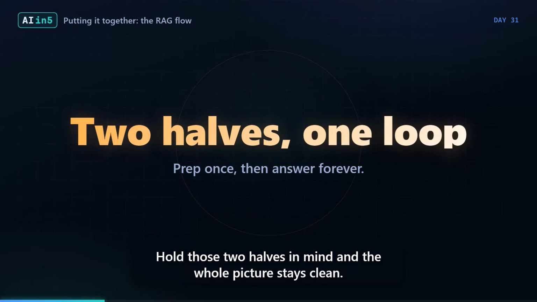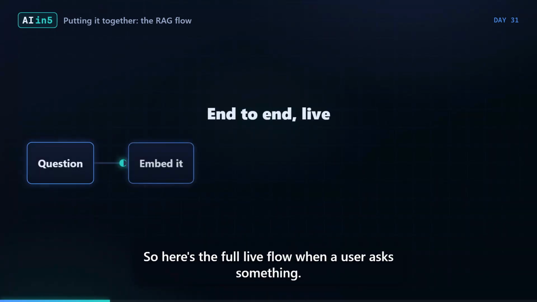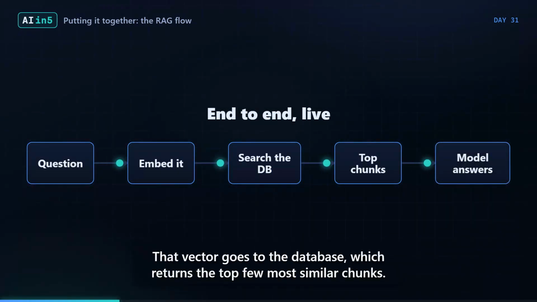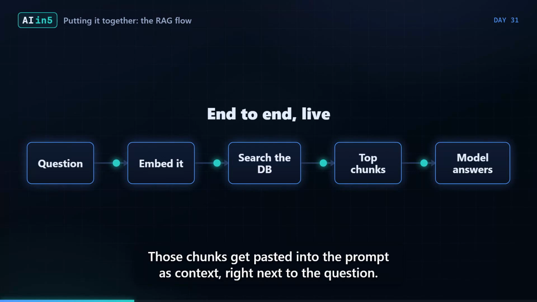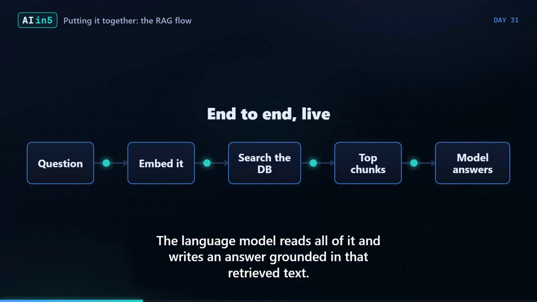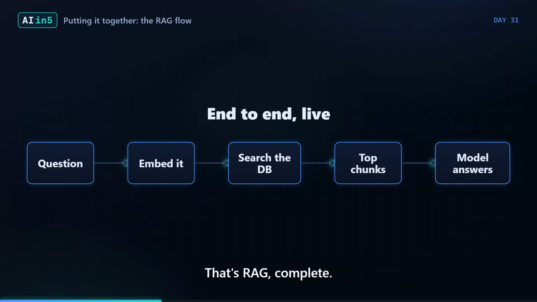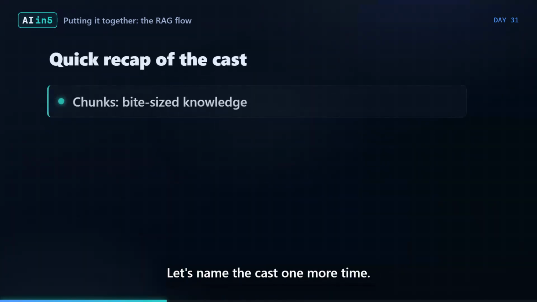So here's the full live flow when a user asks something. The question gets embedded into a vector. That vector goes to the database, which returns the top few most similar chunks. Those chunks get pasted into the prompt as context, right next to the question. The language model reads all of it and writes an answer grounded in that retrieved text. Question, embed, search, attach, answer. That's RAG complete. Let's name the cast one more time.